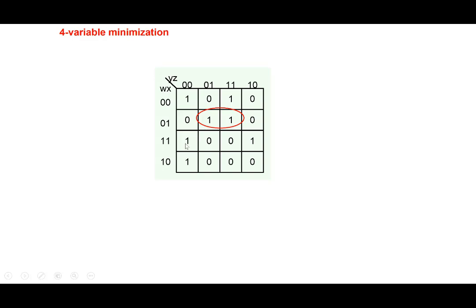So the idea is to cover each one of those ones that are there. You have to cover it with a term. A term is a circled combination. You have to cover each one in as simple a manner as possible, and you would like to have as few terms as possible here. So let's cover this by this here.